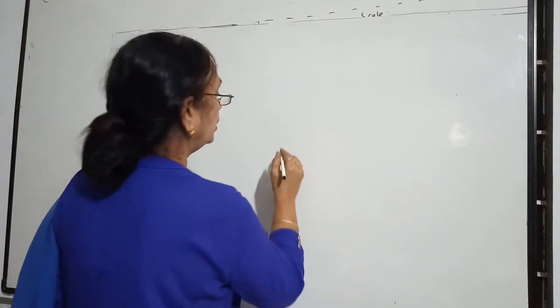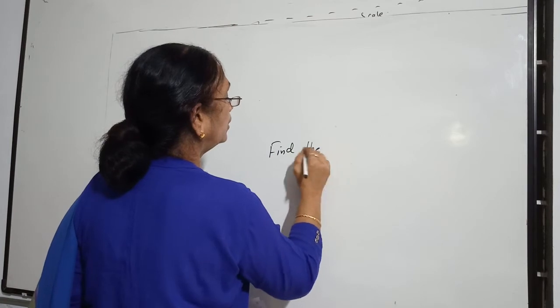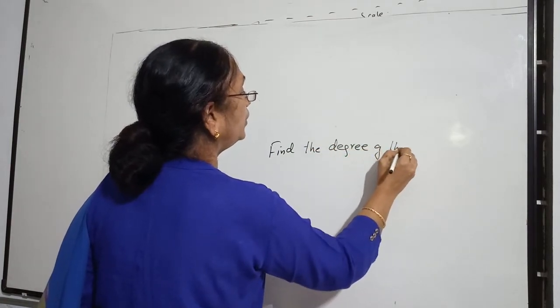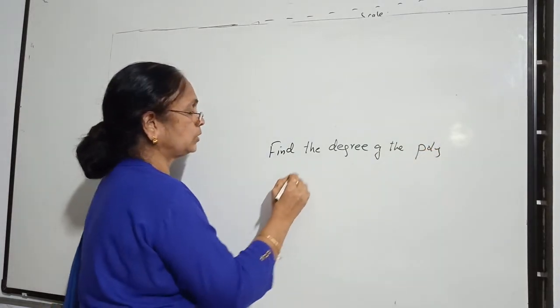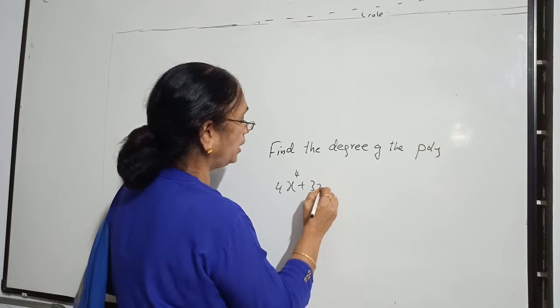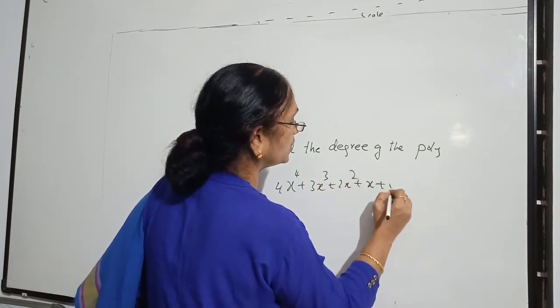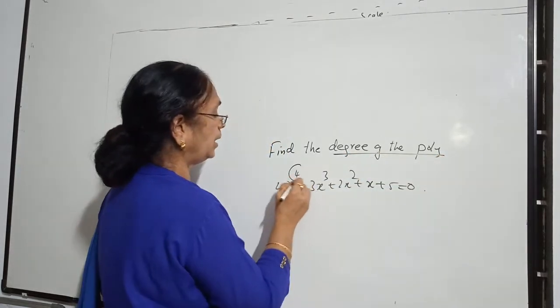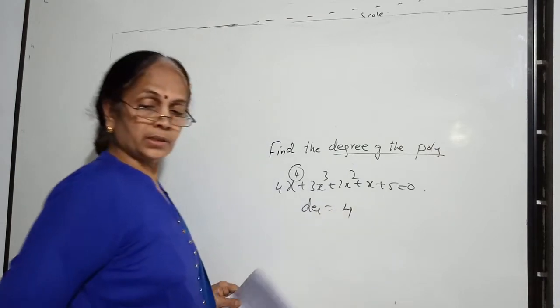Now suppose this is the question. Find the degree of the polynomial. What is the polynomial given? 4x to the power of 4 plus 3x cube plus 2x square plus x plus 5 is equal to 0. When they ask you the degree of the polynomial, the highest degree is 4. So degree is equal to 4. Keep this in your mind.